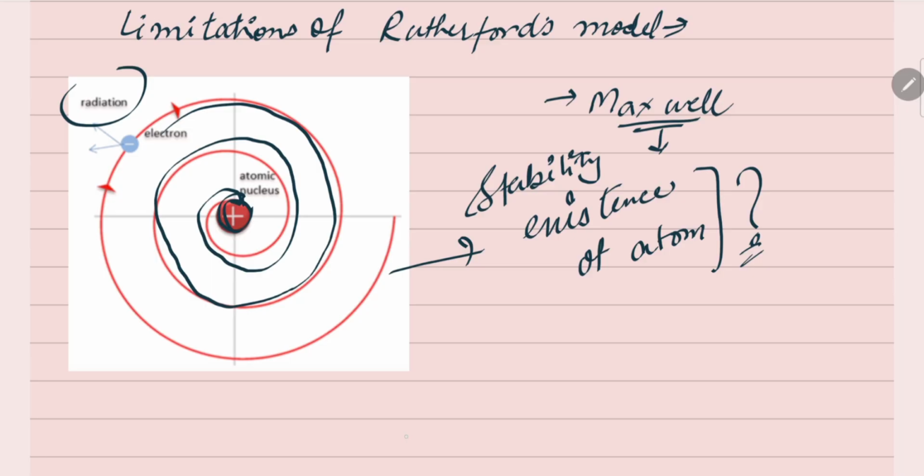According to Maxwell's theory, the electron should lose energy and radiate energy. If that happens, then the electron should be attracted towards the atomic nucleus, and at some time this electron should fall into the atomic nucleus, thereby questioning the existence of the atom. So this was the major limitation of Rutherford's model.